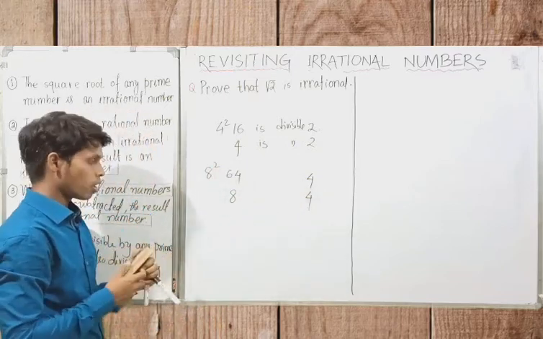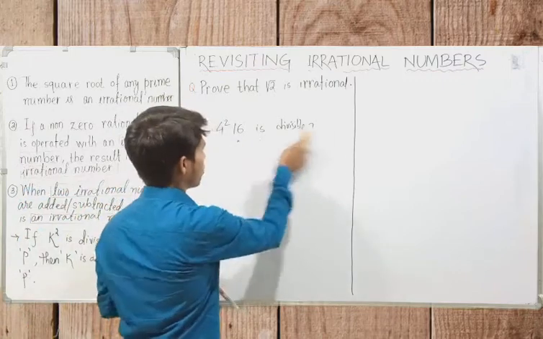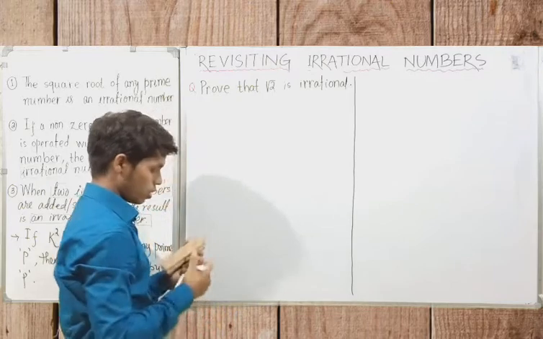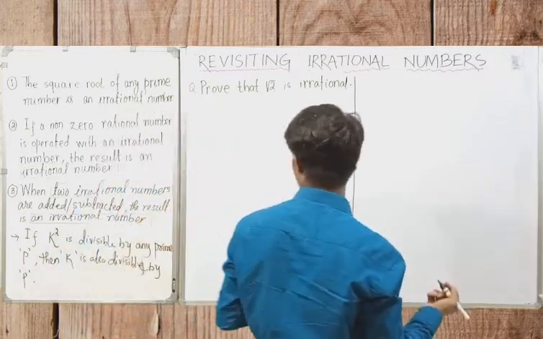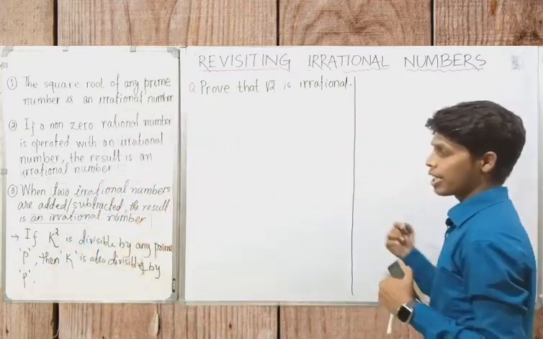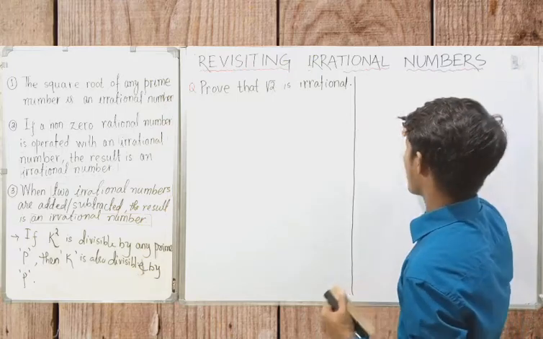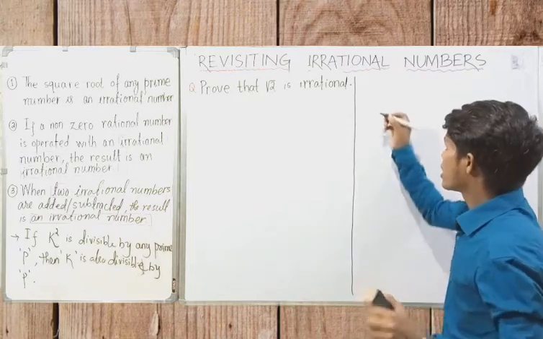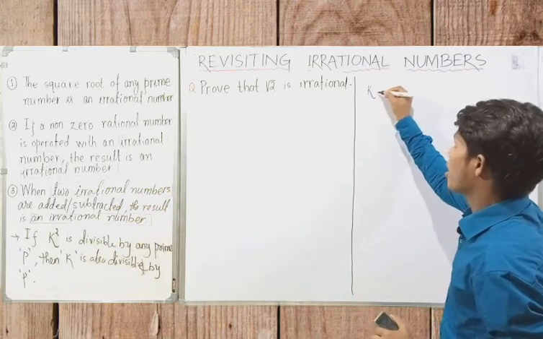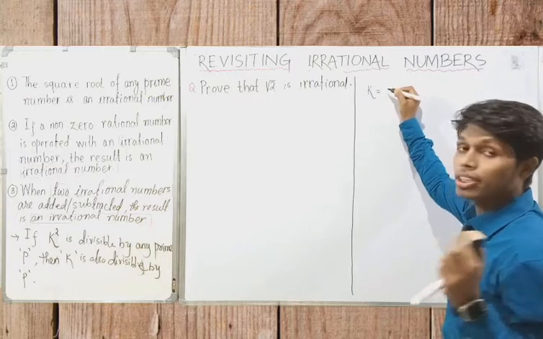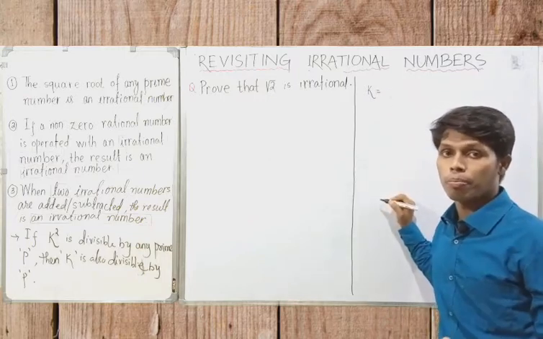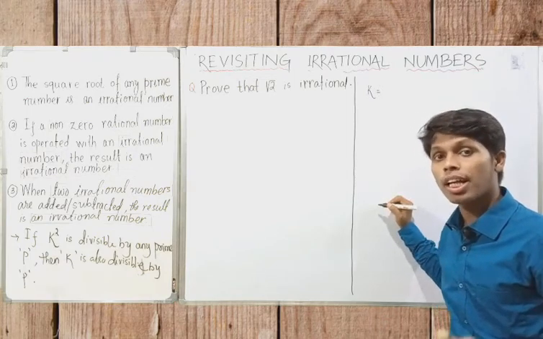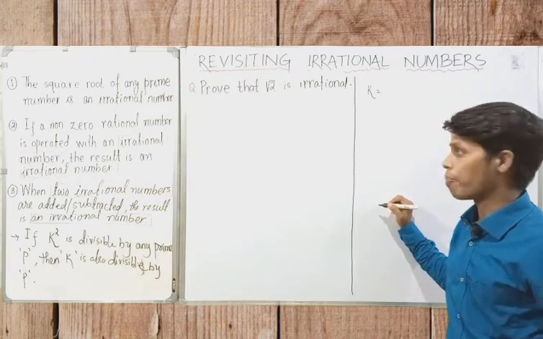There is also a proof. Sometimes this question may come in your exam, so let me also do the proof that if k square is divisible by any prime number p, then k is also divisible by p. So how will you prove it? I will just give you some hints and you can prove that. Say k is a composite number, and as we learned in the fundamental theorem of arithmetic, any composite number can be written by multiplying its prime factors.